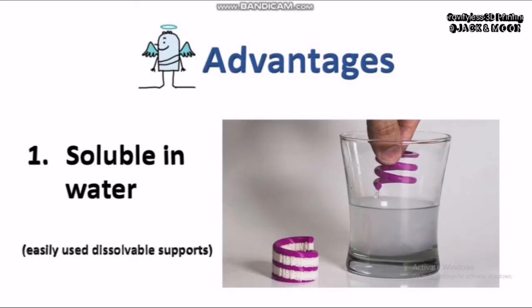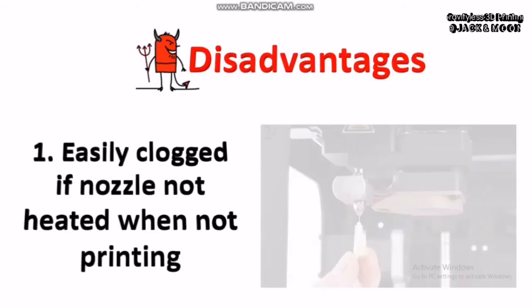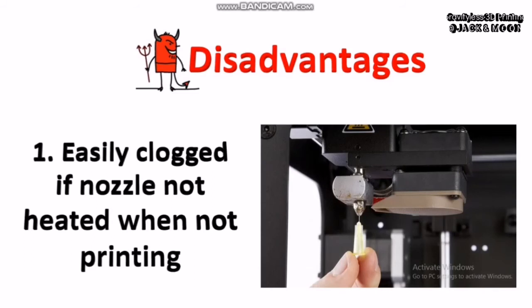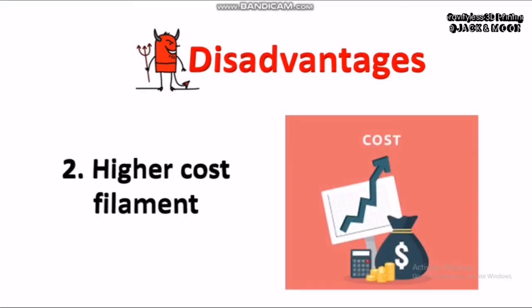Unlike HIPS, it does not require any special chemical to dissolve, thus it will be easier to use as dissolvable supports. The main disadvantage is that if the material is left hot in the extruders, it will easily clog the nozzles. Thus, it is advisable to cool down the extruder when it is not extruding during the printing. Another disadvantage is that it is a comparatively expensive filament to get from the market. Thus, the cost of printing can be increased.